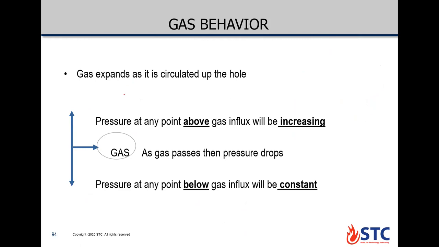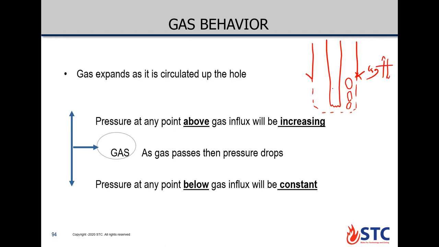Here, for gas expansion as it is circulated up the hole, we have 3 points. For example, if here is the open hole, let's say here is the casing shoe pressure as a specific point. While gas is moving below a specific point like the casing shoe, does the casing shoe pressure increase, decrease, or stay the same while gas is moving upward? Increasing, yes. If the gas bubble is moving below a specific point like the casing shoe, the pressure at this point will be increased. While passing, now some influx is below and some influx is above the specific point. While passing, does the casing shoe pressure increase, decrease, or stay the same?